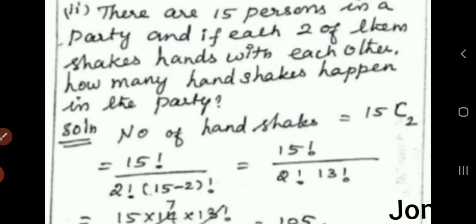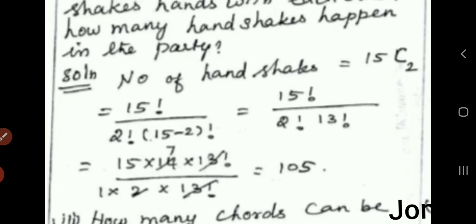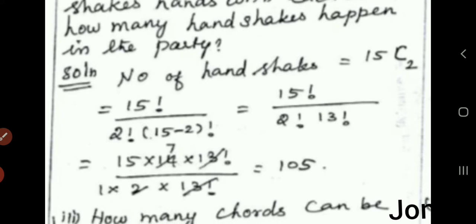So the number of handshakes equals 15C2. Okay, from this I want to simplify. 15C2 is 15 factorial divided by r factorial, that is 2 factorial, and n minus r factorial, that is 15 minus 2 factorial. Therefore, 15 factorial divided by 2 factorial into 13 factorial, as 15 minus 2 is 13.